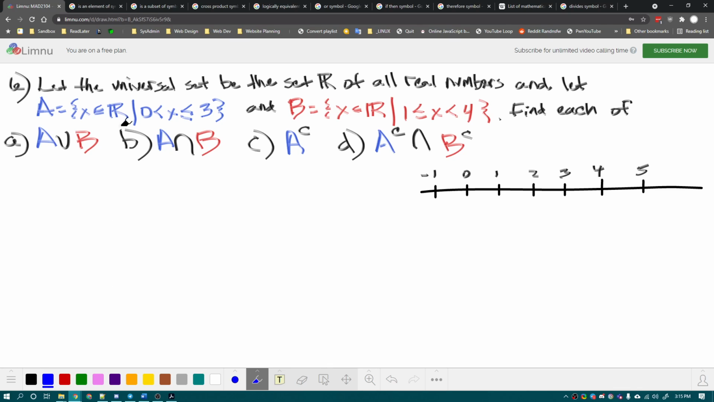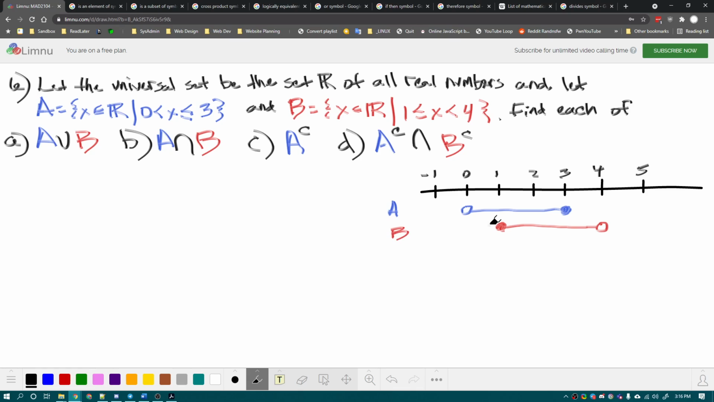So for A, x is between 0 and 3, including 3. So I will put an empty circle at 0 because it's not including that number, and a filled circle at 3 because it's including that number, and then draw a line between the two. That is A. Okay. So now for B, x is greater than or equal to 1 and less than 4. So it's not including 4, so an empty circle here. 1 it's including, so a solid circle here. And I'll draw a line between the two.